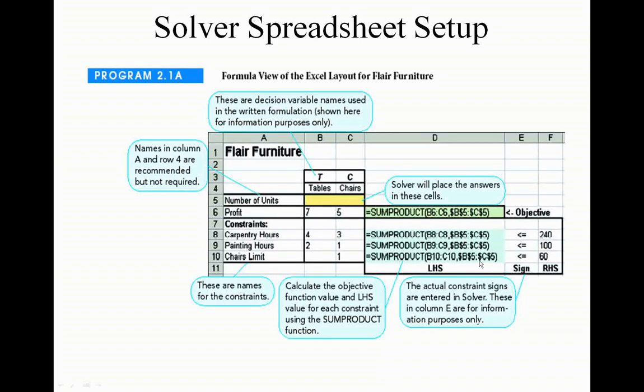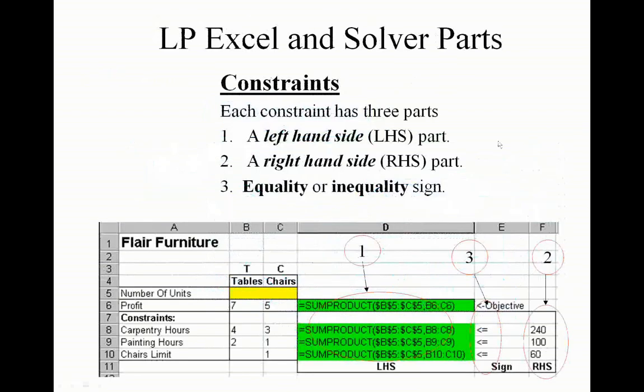We'll go back and look at the tutorial that I have on referencing. So the total profit that you make would depend upon the number of tables and chairs times the unit contribution. That's the SUMPRODUCT. That's what the objective function is. Now, this is the left-hand side of the constraint that we saw. This is the right-hand side.